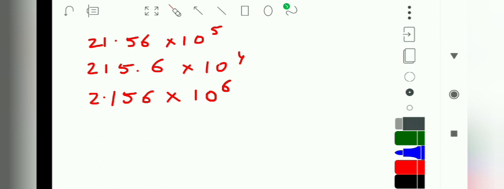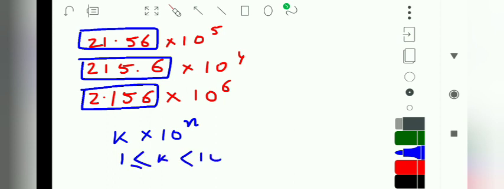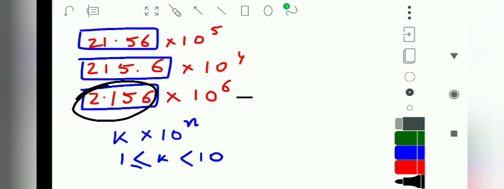Look at the numbers. 21.56 into 10 to the power 5, 215.6 into 10 to the power 4, and 2.156 into 10 to the power 6. Among these, what is the standard form? Just ignore the 10 powers, only focus on the decimal values. 21.56, 215.6, 2.156. These values should be less than 10 and equal to or more than 1. So the third one is the answer.